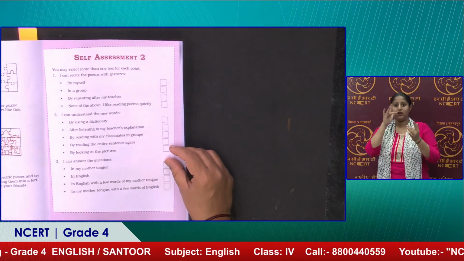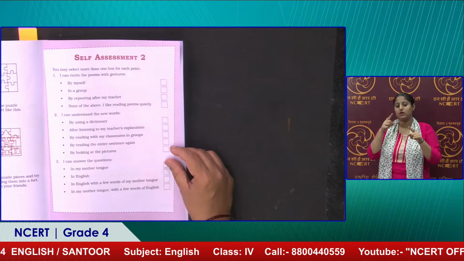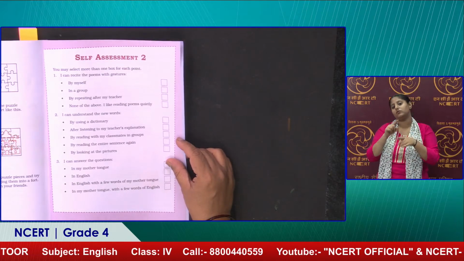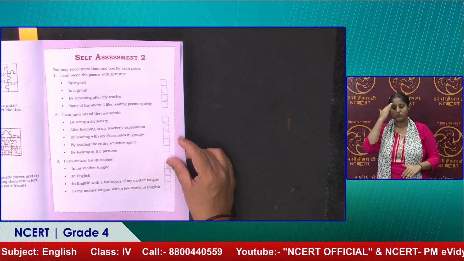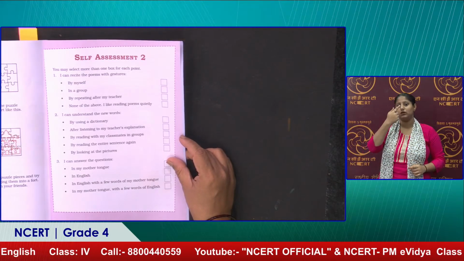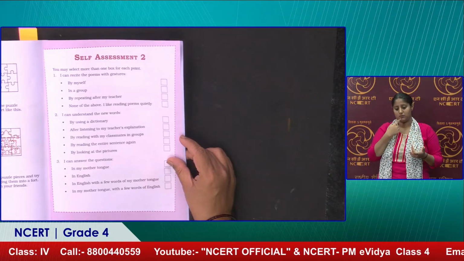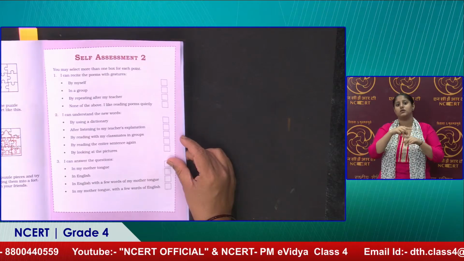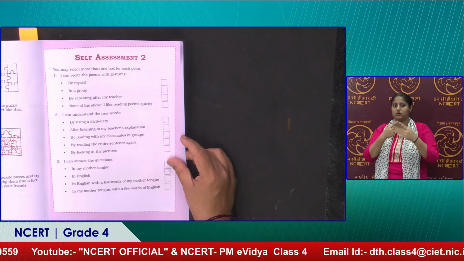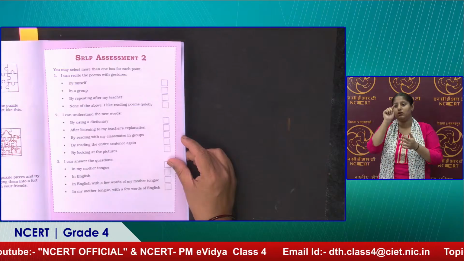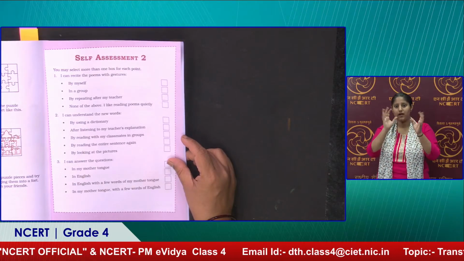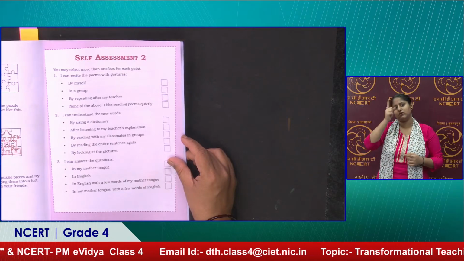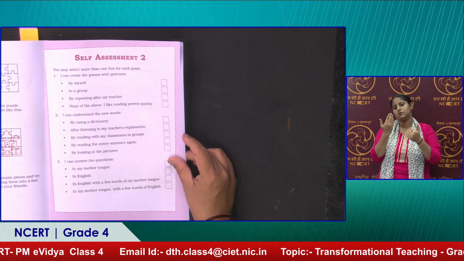So when the child has completed 2 units and comes across this self-assessment page, the child has to just put a tick mark. There is a checklist here. I can recite the poem with gestures by myself or in a group by repeating after the teacher, or none of the above. I like reading poems quietly, that also is an option. So they can tick more than one option also. There is no correct answer, these are open-ended. Yes. Everybody's answer is correct.